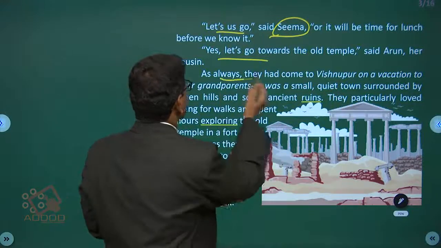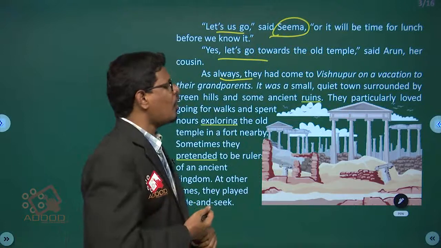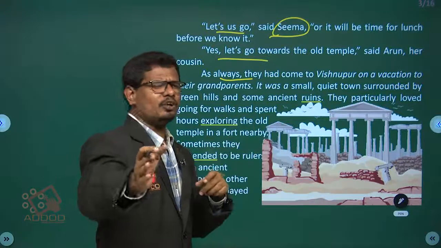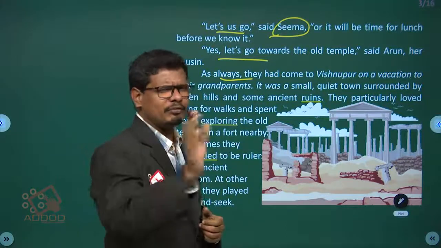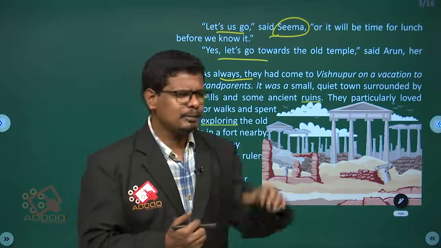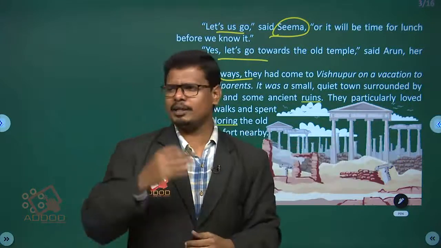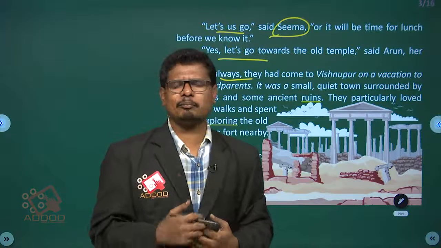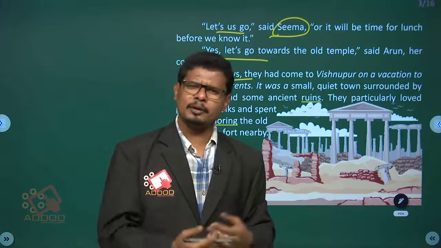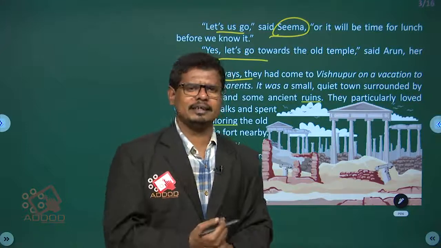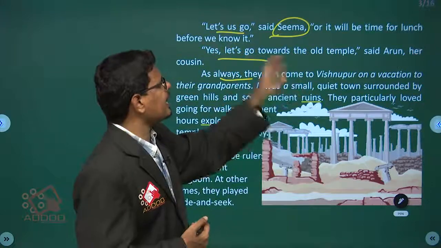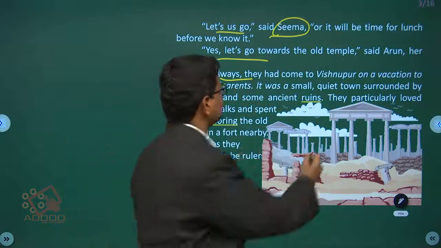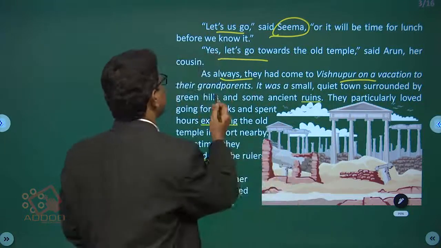As always, they had to come to Vishnupur on a vacation to their grandparents. So every vacation, like during the summer holidays, you prefer to go to your grandparents, right? Maybe to your father's family or your mother's family. You go there and spend some time with them for about a week or a fortnight, maybe for a month. You prefer staying there. So these people, every time they have holidays, be it summer holidays or some other vacation, they would come to Vishnupur on a vacation to their grandparents.